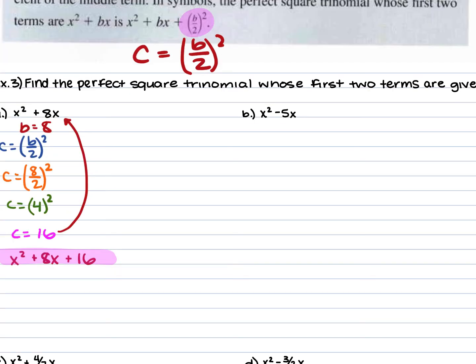For example B, we have x squared minus 5x. For this one, our b is negative 5. Again, to find c, we're going to do negative 5 over 2 squared. The negative 5 over 2, you cannot simplify any further. So we're just going to square this, and c is going to be equal to 25 over 4. So we're going to add this to the original expression that was given to us, and we're going to have x squared minus 5x plus 25 over 4.